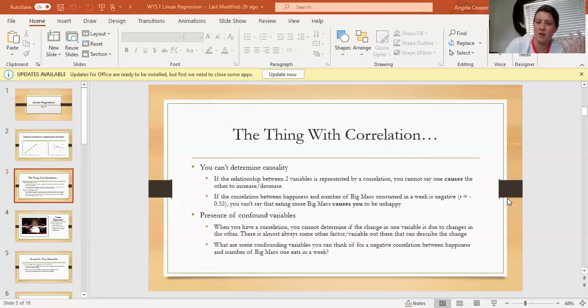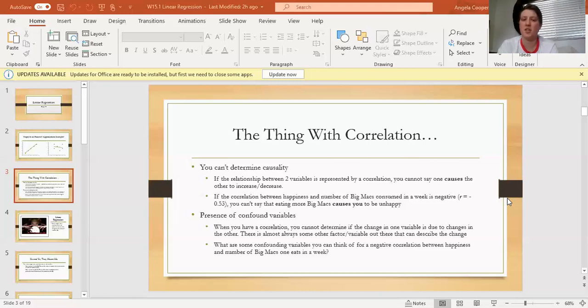Another thing, different confound variables that contribute to happiness or unhappiness could be your income again, your stress level, your relationship status, whether or not you're in quarantine during a pandemic. There's a lot of things that contribute to the happiness variable and a lot of things that contribute to the Big Mac consumption variable. So to say that eating more Big Macs causes you to be unhappy is essentially throwing away everything else that could contribute to unhappiness, which is ridiculous because some people might not have ever eaten at McDonald's, but they still have happiness or unhappiness levels that are being affected.